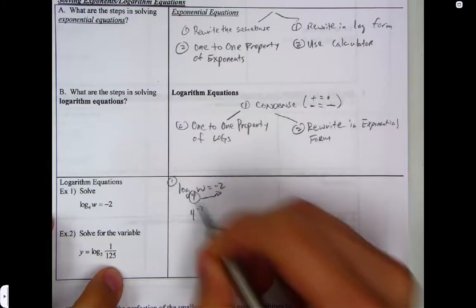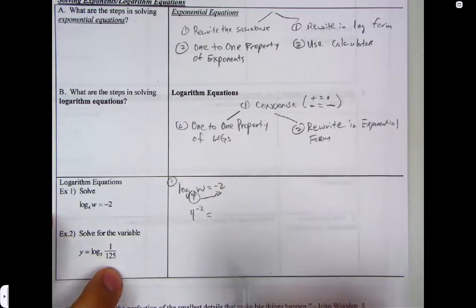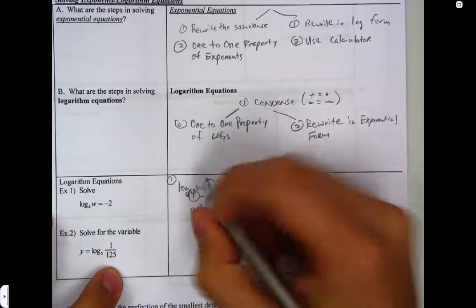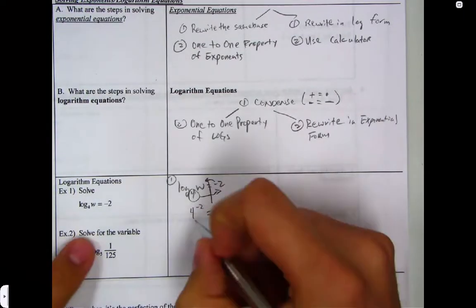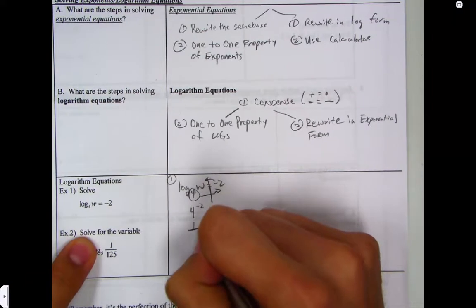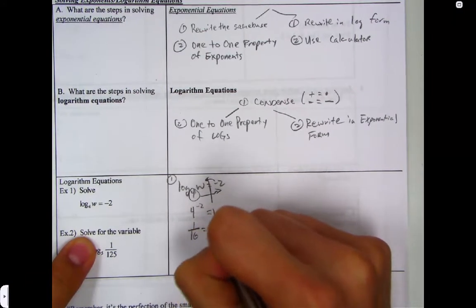So what's on the other side? Negative 2, that goes in the exponent. What's on the other side of negative 2 is w. So I'm going to rewrite it in exponential, so 4 to negative 2 equals w. 4 to negative 2 just means 1 over 4 times 4, which is 1 over 16.